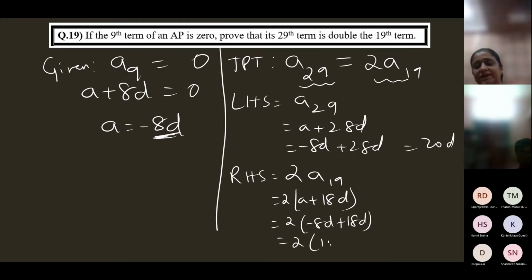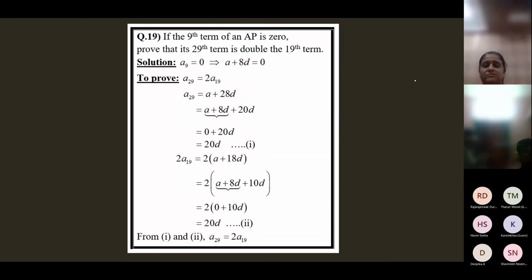So 2 times 10D, which is 20D. So you're getting the same. LHS is 20D. RHS is also 20D. So that means A29 is equal to 2 times A19.